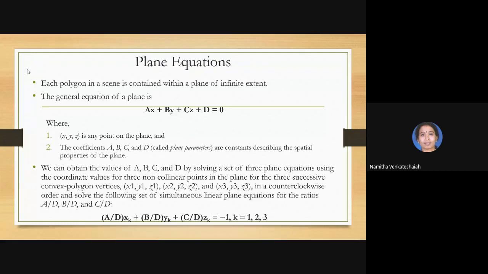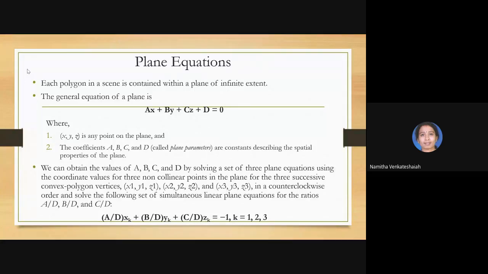We can obtain the values of a, b, c, d by solving a set of three plane equations. You are familiar with solving simultaneous equations. So what we will do is consider non-collinear points in the plane, for three successive convex polygon vertices. You are supposed to consider only a convex polygon. In that, you will consider three points which are not collinear, in a counterclockwise order.